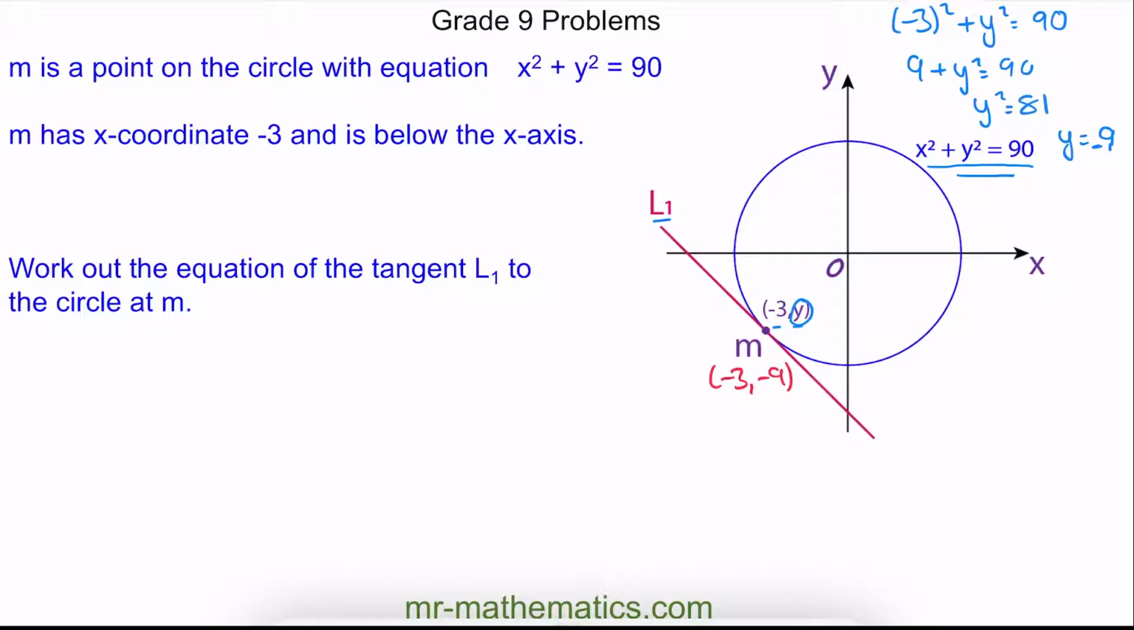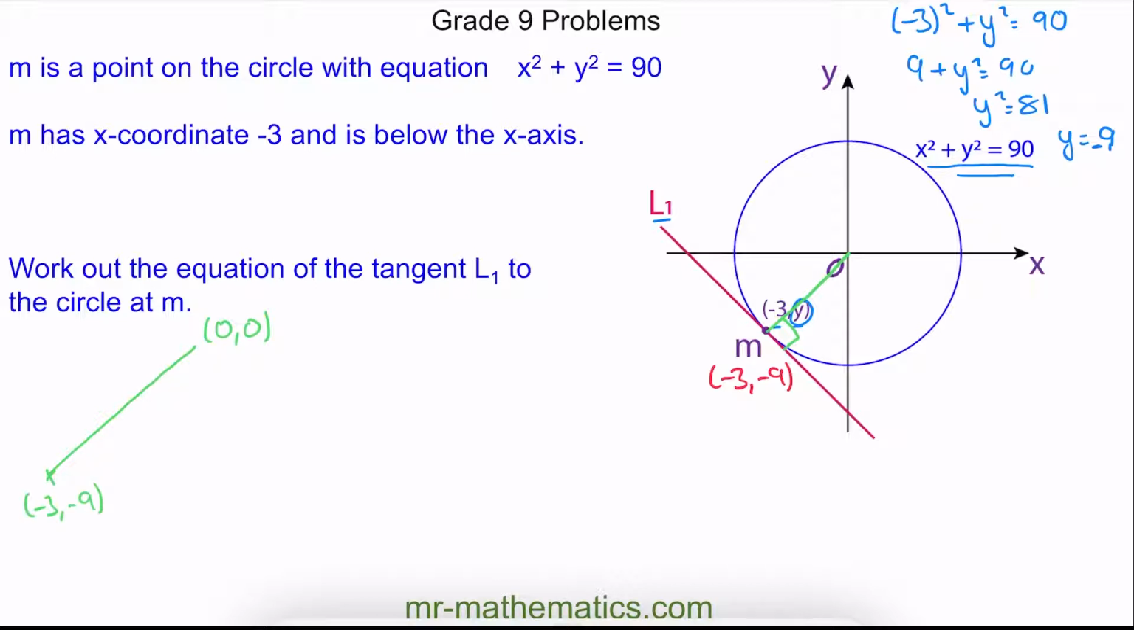I can use these coordinates to work out the gradient of a line O to M, which is the radius of our circle. And we know in circle theorems, the angle between a radius and a tangent is 90 degrees. So the gradients will be the negative reciprocal of each other. So I'm going to work out the gradient of a radius. And to make it clearer, I'll draw it over here a bit larger, where we have a point at the origin, and the coordinates we've just worked out as (-3, -9).